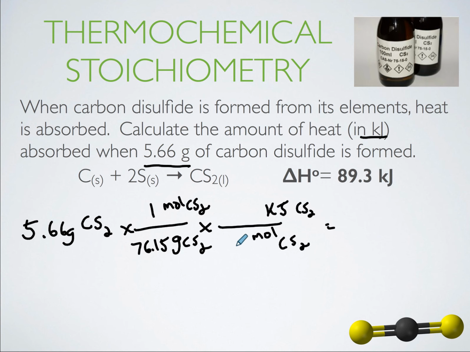Now here, it won't necessarily be 1. I have to look at the balanced equation. There's a 1 in front of carbon, a 2 in front of the sulfur, and a 1 in front of the CS2. So this will be 1 mole of carbon disulfide, but it's a coincidence that it happens to be 1. So we do look at the balanced equation. That number does come down here when we're talking about kilojoules. The kilojoules is over here for delta H. It's 89.3. So we're going to multiply by 89.3 here, and then divide by 76.15. It's going to come out to 6.64 kilojoules.